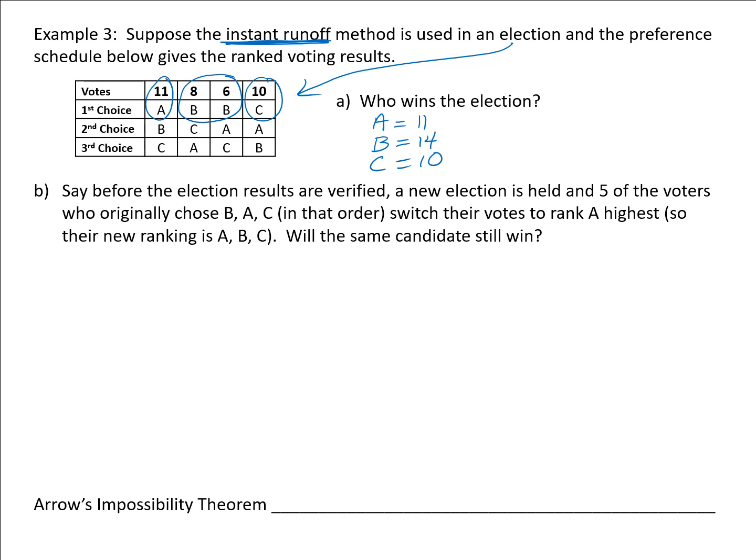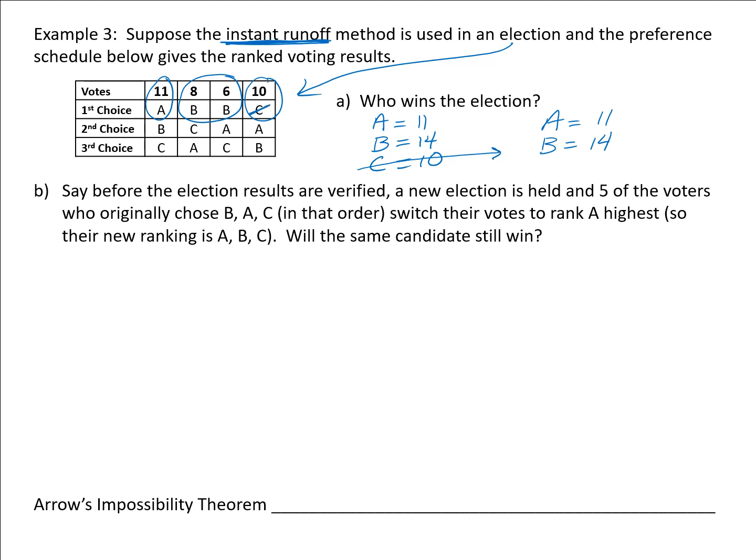Now, no one right now has more than half the votes. The votes are pretty evenly split. B has a little bit more, A has the second most, C has the least. How instant runoff works is that we eliminate the candidate that has the least votes and we do a runoff between the other 2 candidates. So A and B go into a runoff.